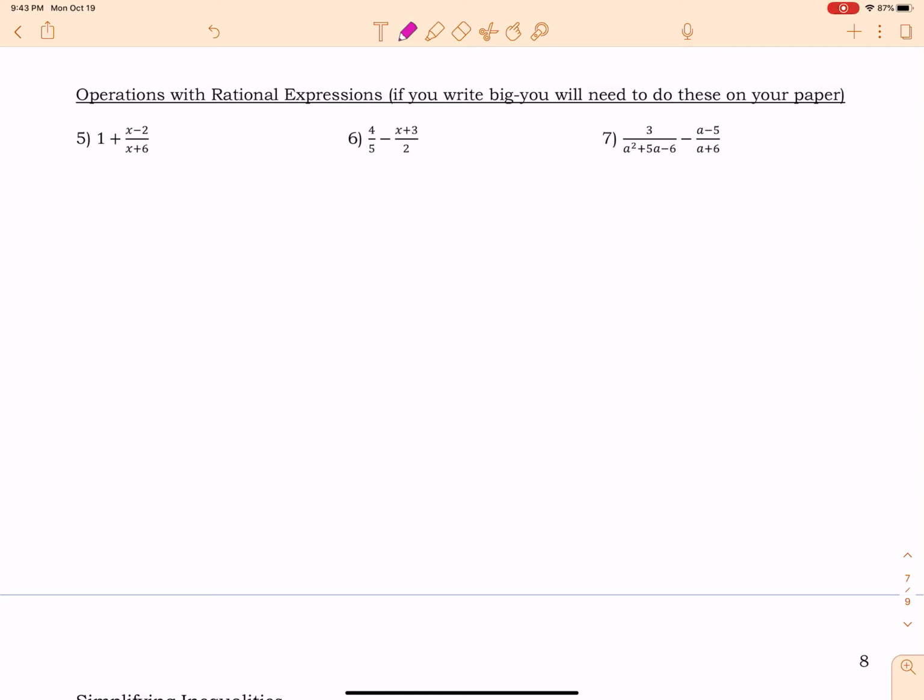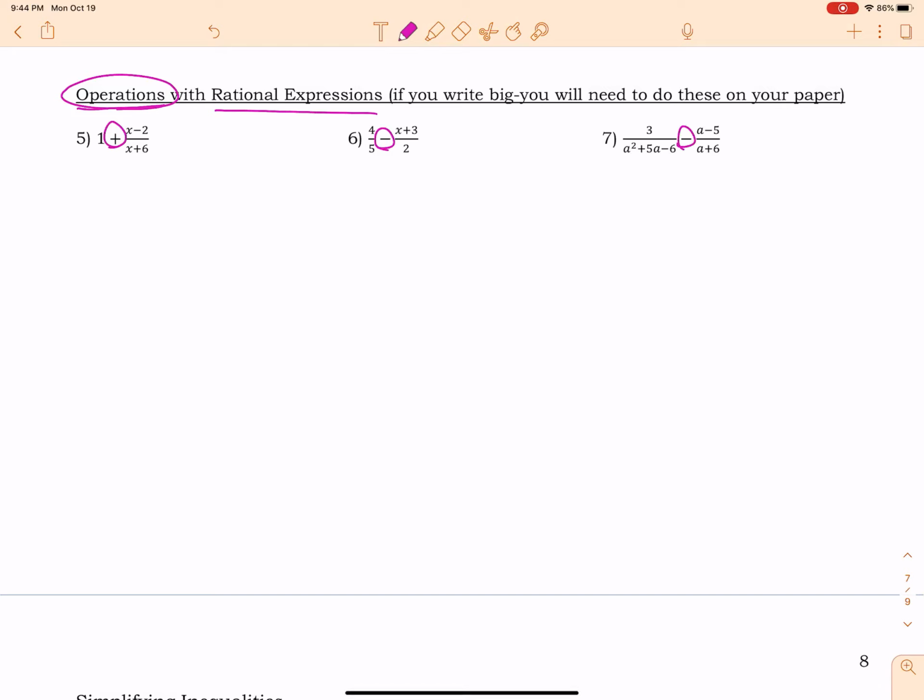We are now going to look at operations with rational expressions. Just like on the last video, we are going to factor, look at our domain restrictions, and simplify them. This is a little more complicated because with operations we want to change all of these so that we get one fraction. So I'm going to add these together, subtract these, subtract these.